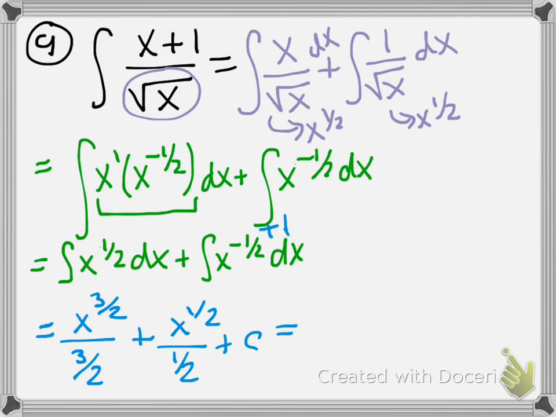That would not be an acceptable answer to have a fraction within a fraction. So again, dividing by a fraction is the same as multiplying by its reciprocal. So my final answer should be 2/3 x to the 3/2, plus 2x to the 1/2 plus c.